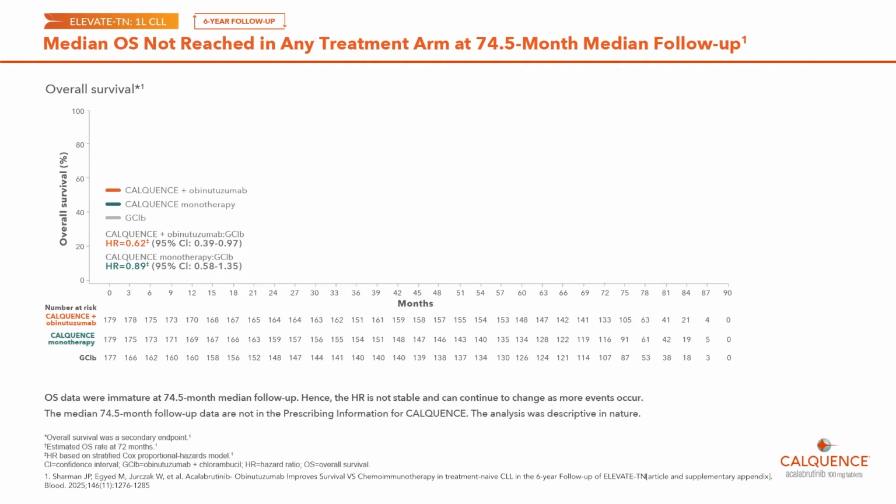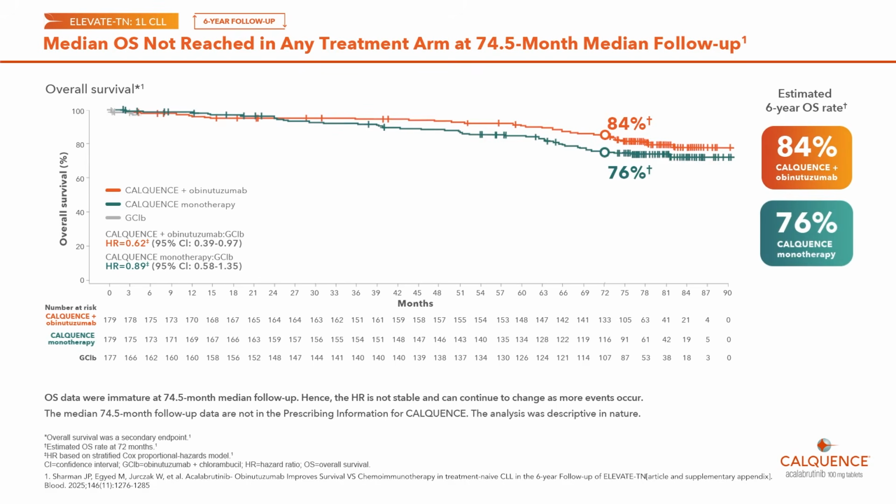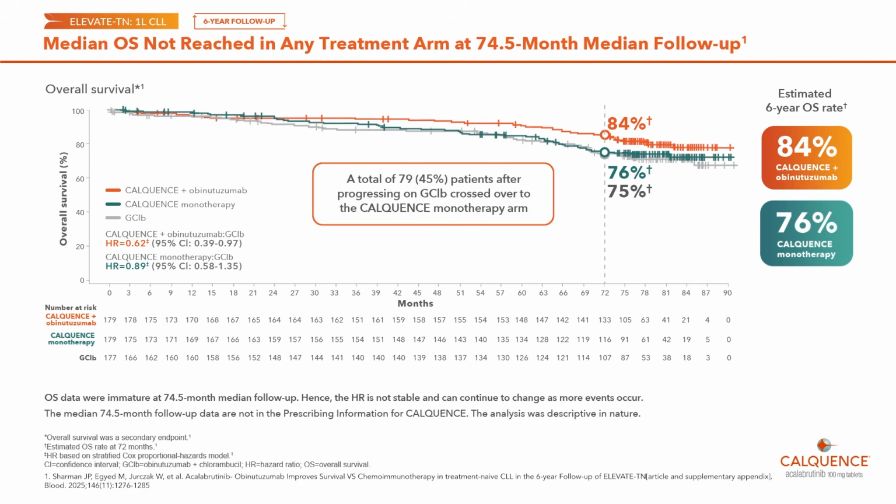Overall survival was a select secondary endpoint in the ELEVATE-TN study. The estimated 72-month overall survival rates were 84% with CALQUENCE and obinutuzumab, 76% with CALQUENCE monotherapy, and 75% with chlorambucil and obinutuzumab. Of note, a total of 79 patients, or 45%, after progressing on chlorambucil and obinutuzumab, crossed over to the CALQUENCE monotherapy arm.